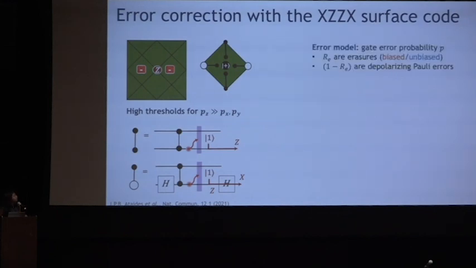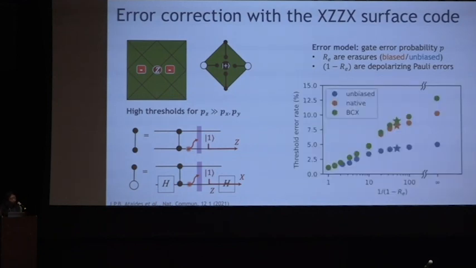We take an error model where each gate experiences an error with a probability P, out of which an erasure fraction, R_e, can be biased or unbiased erasures, and the rest are depolarizing Pauli noise. The results we get are as follows. Along the x-axis, you have the erasure fraction going from 0 to 1. On the y-axis, you have the error threshold. The blue curve represents unbiased erasures. The orange curve represents the native gate set with biased erasures.